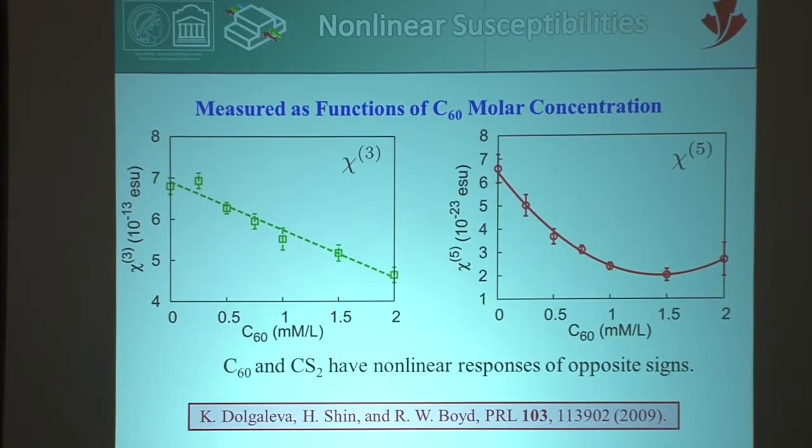Finally, I was very happy to observe the difference in the dependencies for Chi3 and Chi5 on the molecular concentration of C60 in CS2. I'm omitting all the details of the complicated analysis that I had to perform in order to estimate the value of the cascaded contribution, but it turned out that there are conditions when this contribution can outperform its macroscopic counterpart and its direct brother as well.